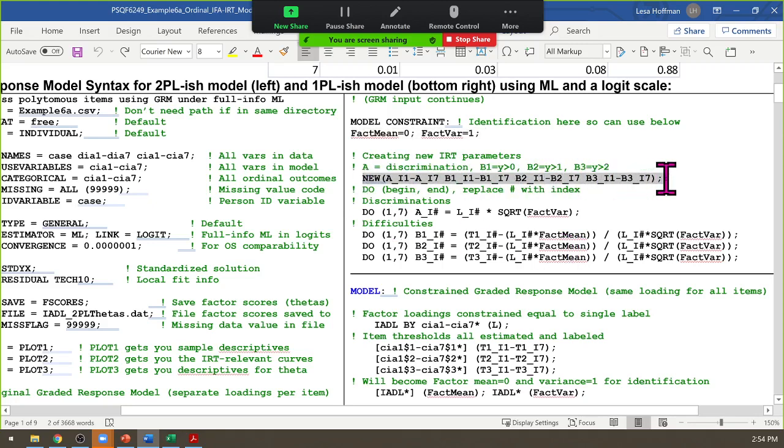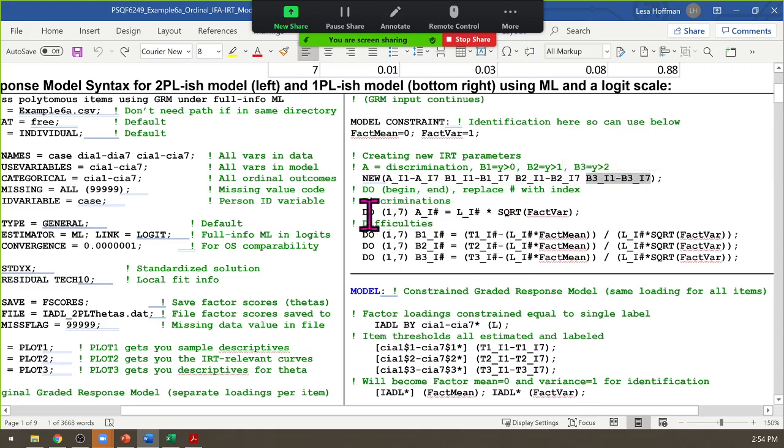Next line. I am creating all of my new parameters. So A underscore item 1 dash A underscore item 7. I am creating empty columns, one per item, for what the A's are going to be. Likewise, here are the 7 B's across items for submodel 1. Here are the 7 B's for submodel 2 across items. And here are the 7 item B's for submodel 3.